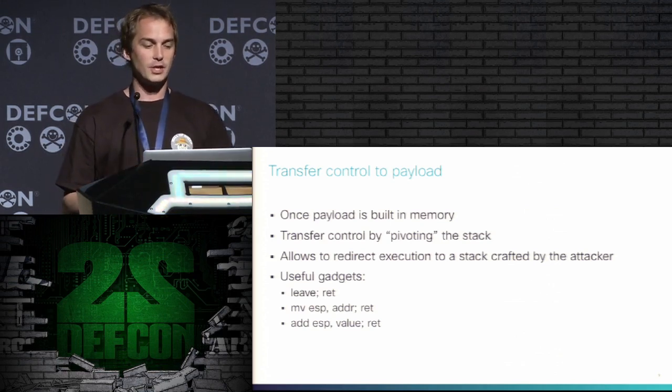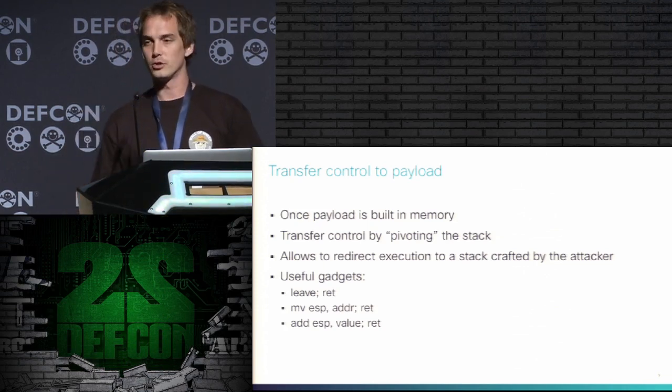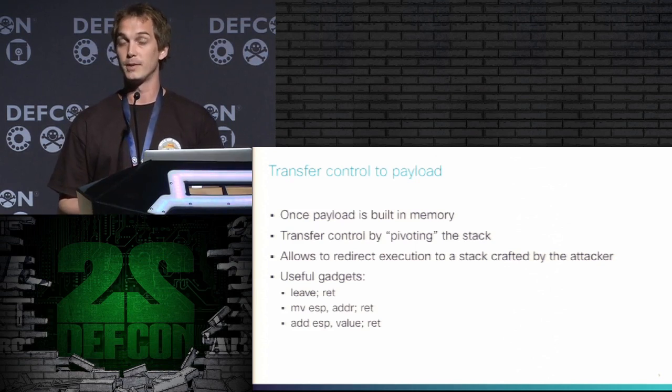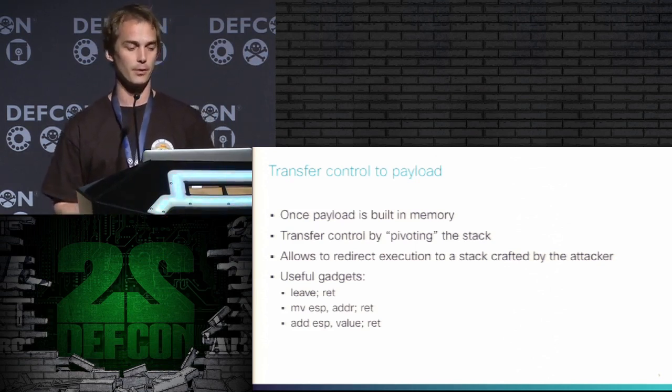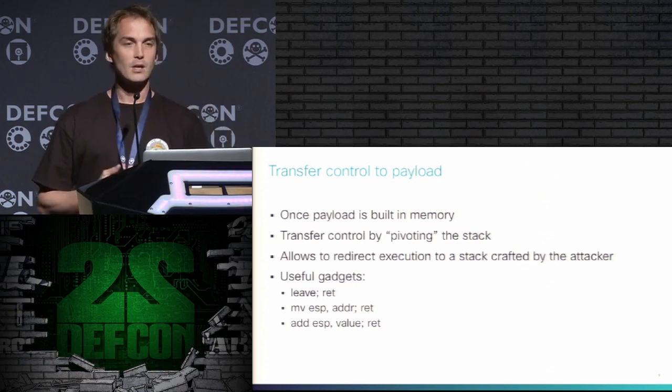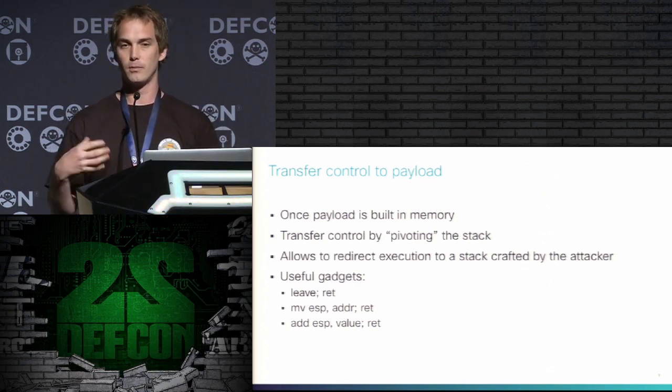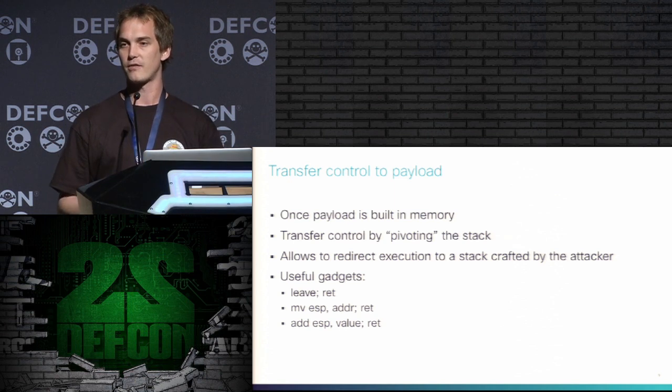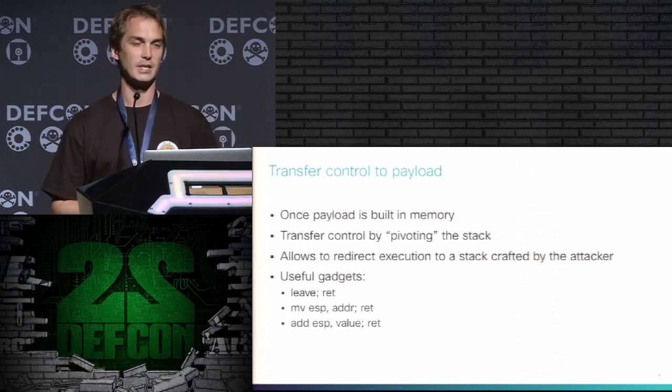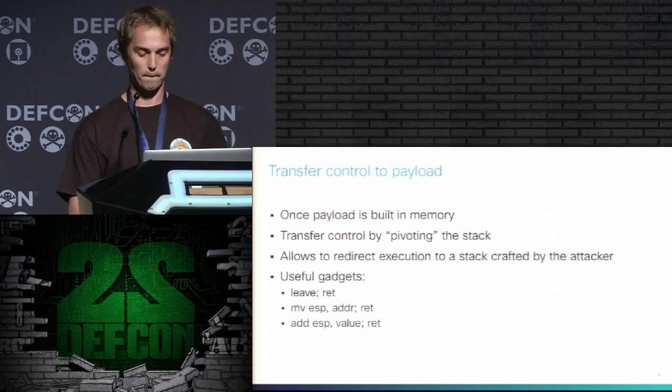So once you've done your stage 0, you've built your fake stack frame in memory. You want to transfer control to that payload because that's what you want to execute, right? You want to get a shell or get whatever you want. Shifting control from the current control flow into your stack frame is called stack pivoting. It's a way of redirecting control flow so that you get your code to run once you've built it.